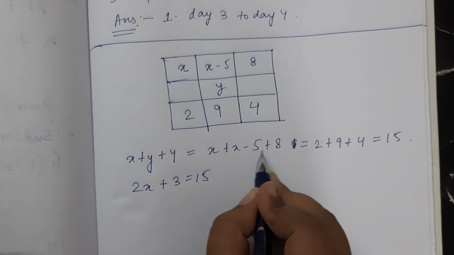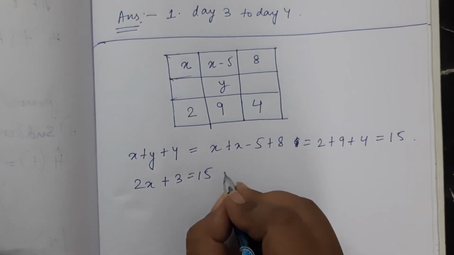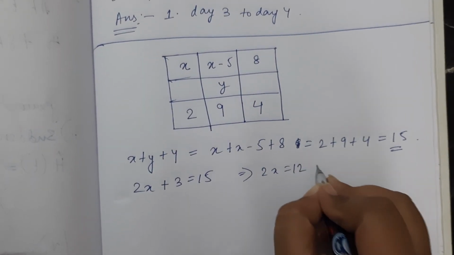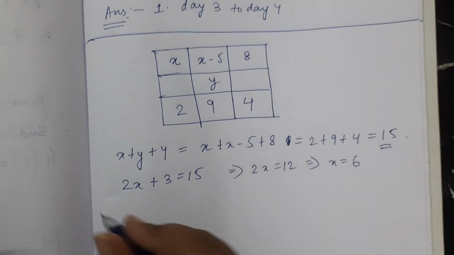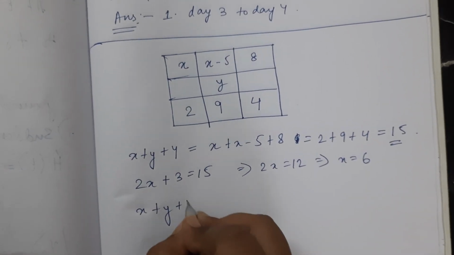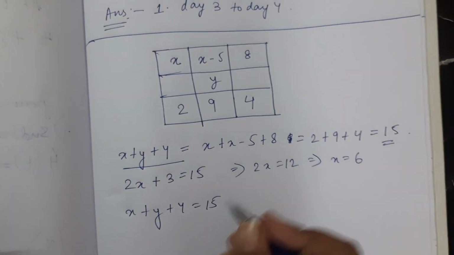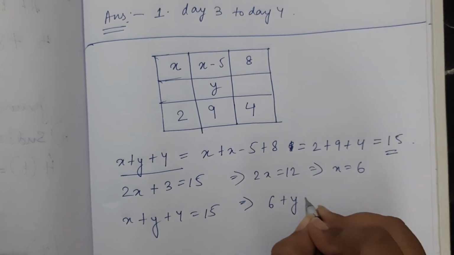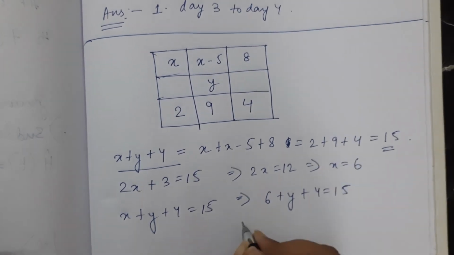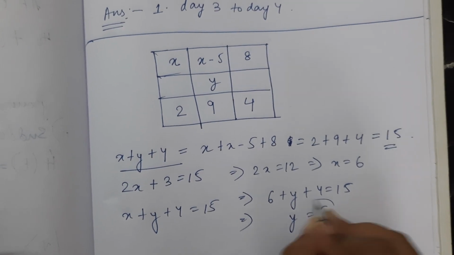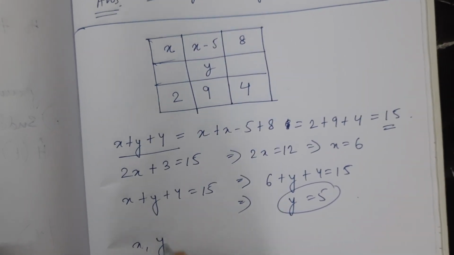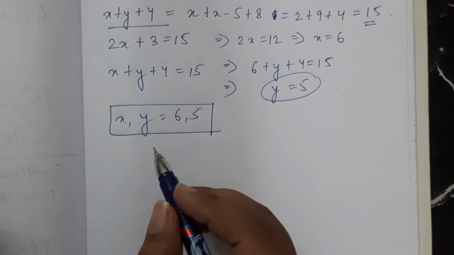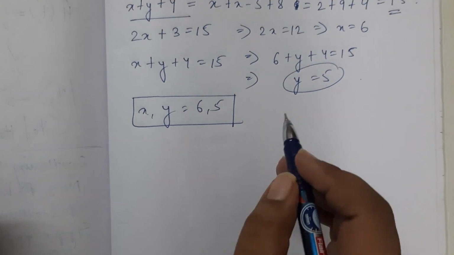So here we have 2x plus 3 is equal to 15, since 8 minus 5 is 3. So 2x is equal to 12, or x is equal to 6. Similarly, x plus y plus 4 is equal to 15. From here we have x is equal to 6, so 6 plus y plus 4 is equal to 15, or y is equal to 5. So we have x comma y is equal to 6 comma 5.